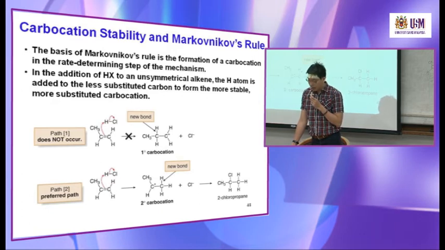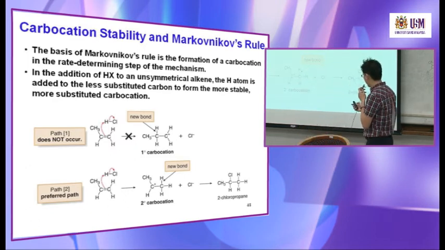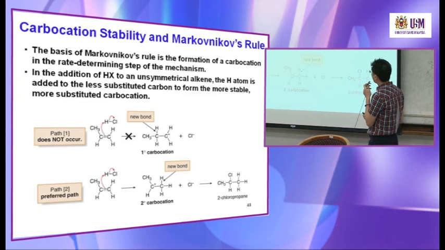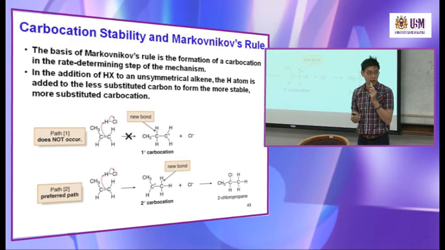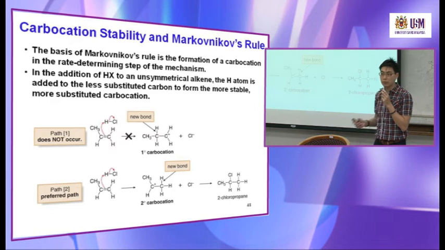The carbocation stability. So let's say if the hydrogen is added to the more substituted carbon, you will get a primary carbocation. If it's added to the less substituted carbon, you will get a secondary carbocation, and the product is this. Why is the secondary carbocation more stable than the primary carbocation? If I ask you, can you answer?